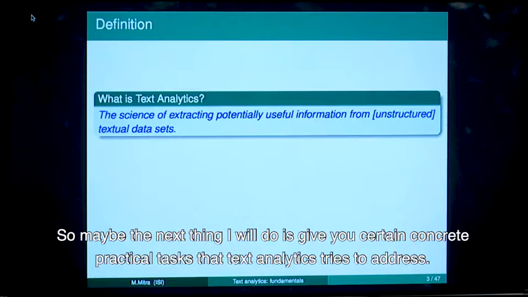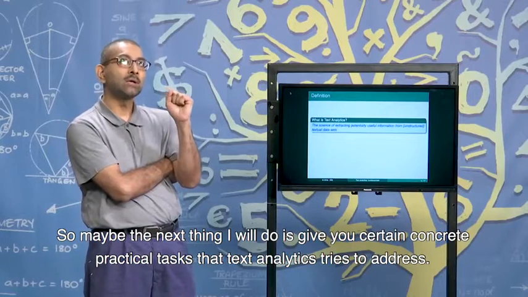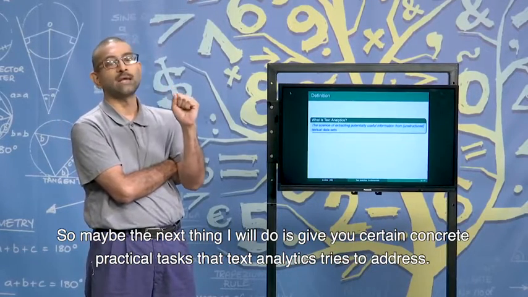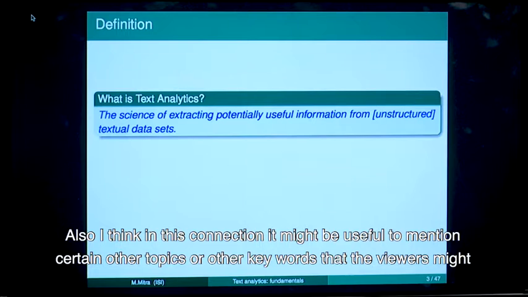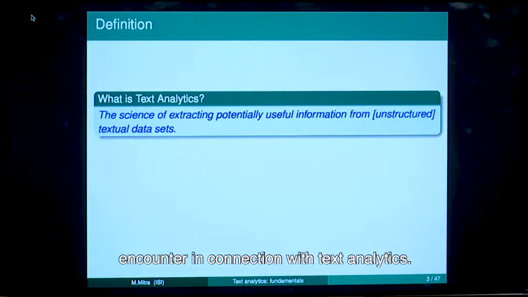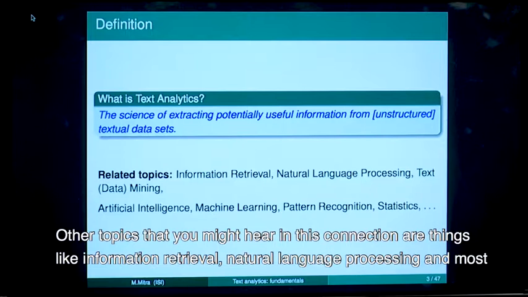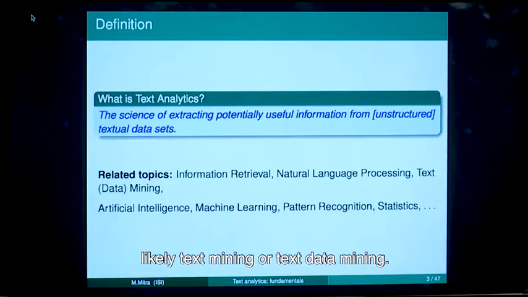Now, as with any definition, this conveys a meaning to you only if you already know what text analytics is. So, maybe the next thing I will do is give you certain concrete practical tasks that text analytics tries to address. Also, it might be useful to mention other keywords that the viewers might encounter in connection with text analytics, like information retrieval, natural language processing, and most likely text mining or text data mining.